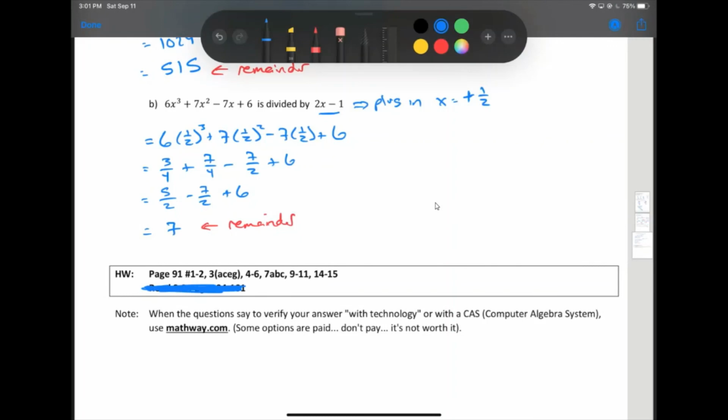Apparently I can't do basic math. And if you guys were here, you would have called me out on this, but you weren't. You were probably yelling at your screen saying, Mr. Ray, don't be an idiot. 5 halves minus 7 halves is negative 1 plus 6 equals 5. This is why we check using technology. Because of all the complex math that I did there, the thing I screwed up was a minus sign instead of a plus sign.